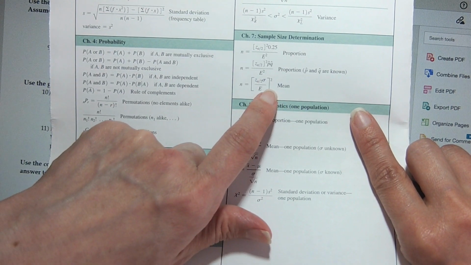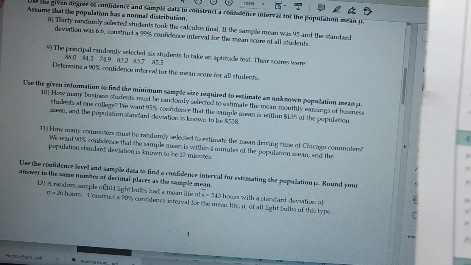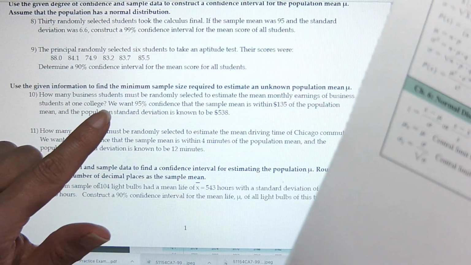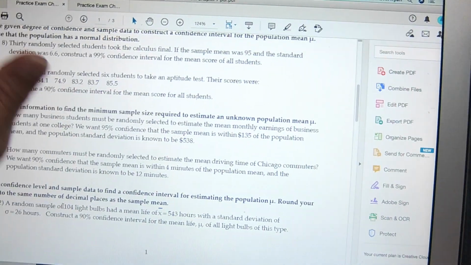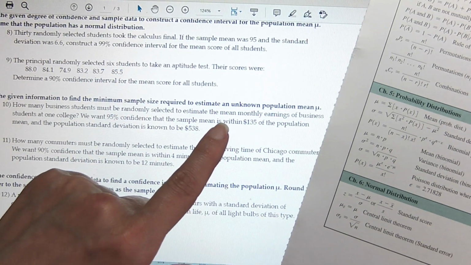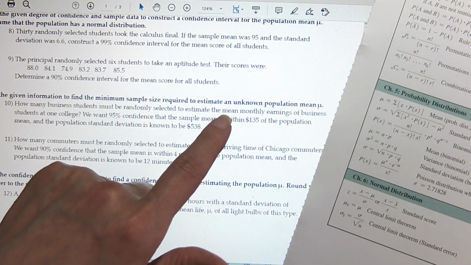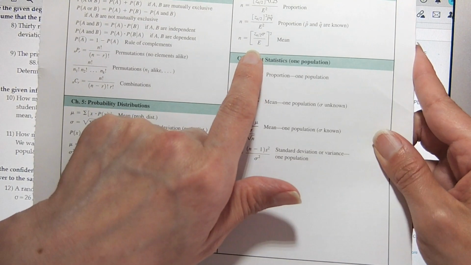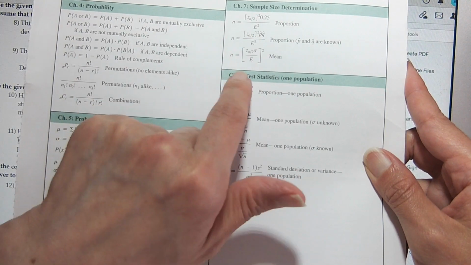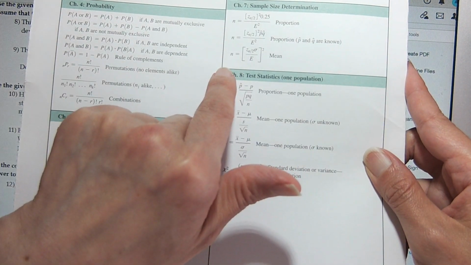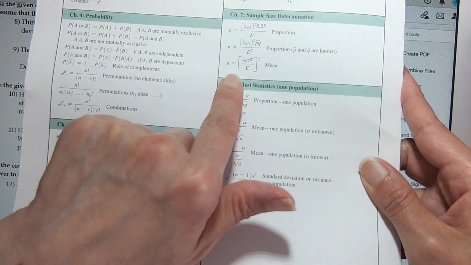Am I talking about the mean? Which one am I talking about based on this question? How many business students must be randomly selected to estimate? Did you see that? Oh, I'm talking about the mean, the mean of how many samples. That's like this guy. Oh, I need that formula. This is the formula I need. Okay, so copy the formula. You gotta copy that formula.